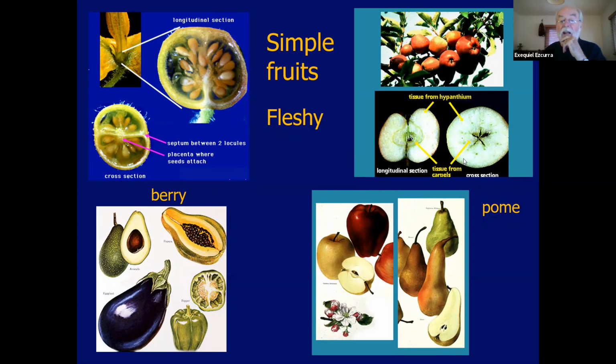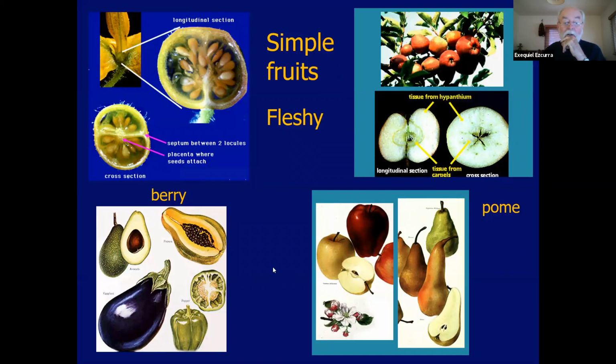You can see here an apple where you can actually see the ovary itself inside and the overgrown hypanthium, the maternal tissue of the inferior ovary surrounding the fruit outside. And if you cut it across, you will see the carpels with axile placentation.